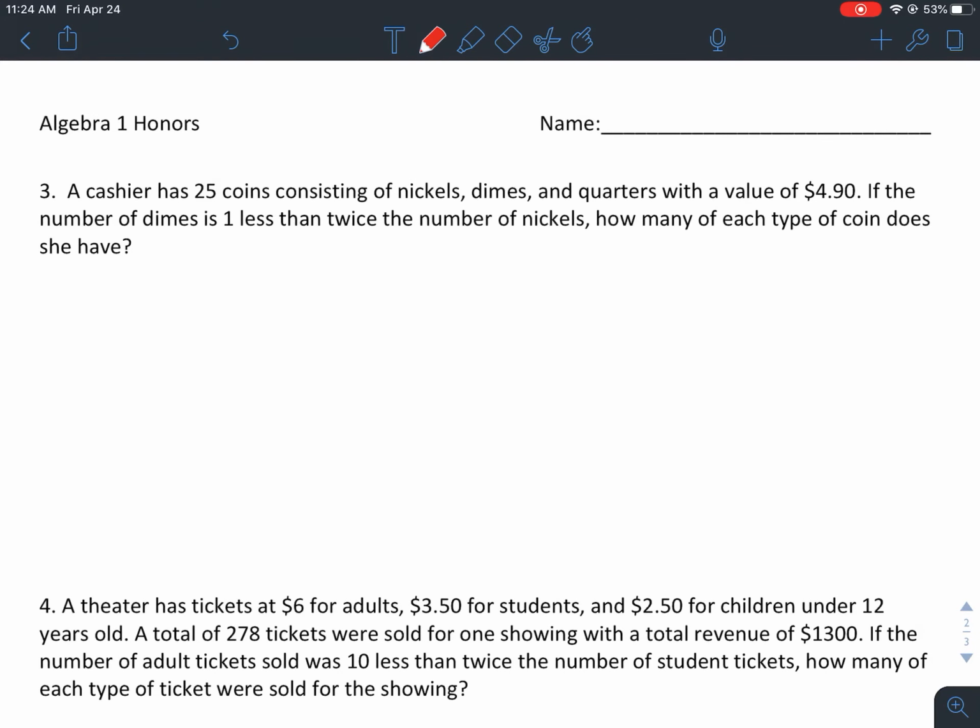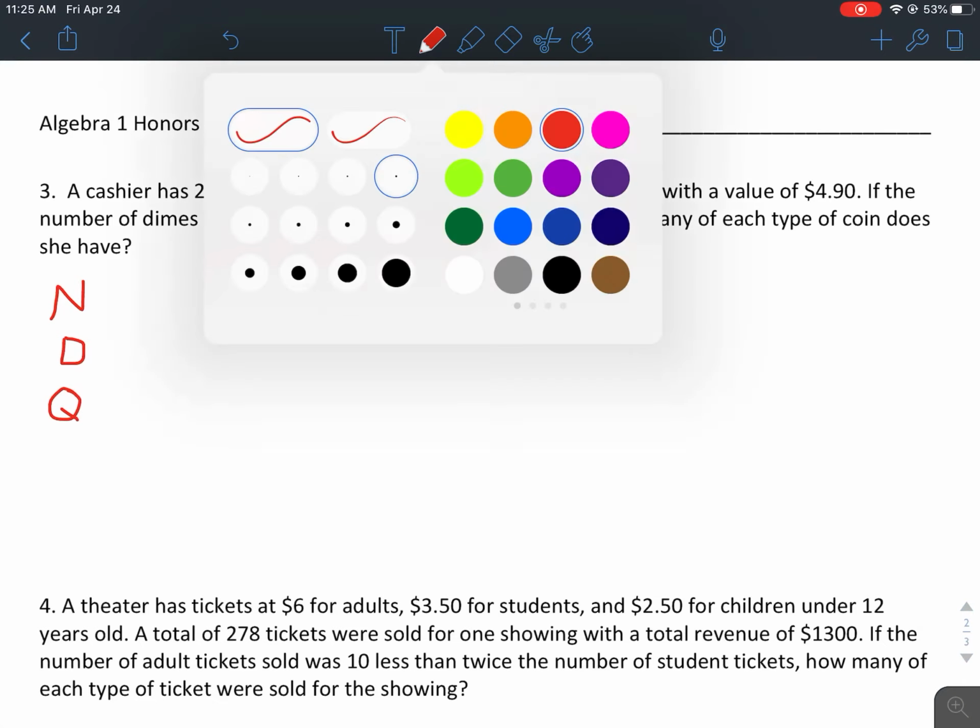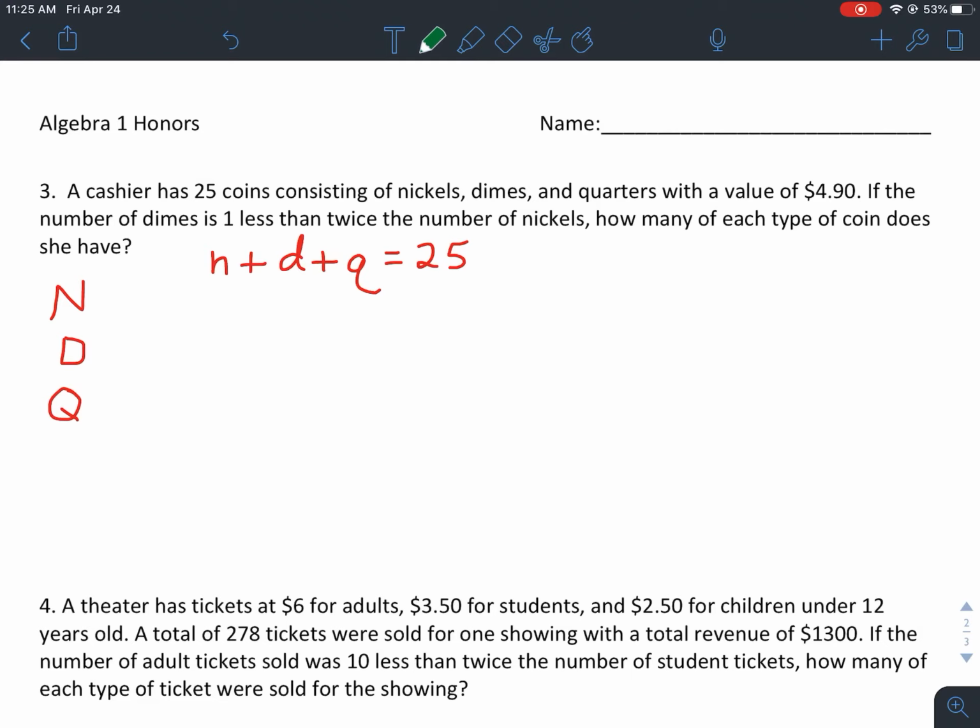So taking a look at number 3 here, it says a cashier has 25 coins consisting of nickels, dimes, and quarters with a value of $4.90. So we have nickels, we have dimes, and we have quarters. I'm just going to abbreviate those. So in total, we have 25 coins. So if we add our nickels plus our dimes plus our quarters, we should have 25 total coins. So there's one of our equations.